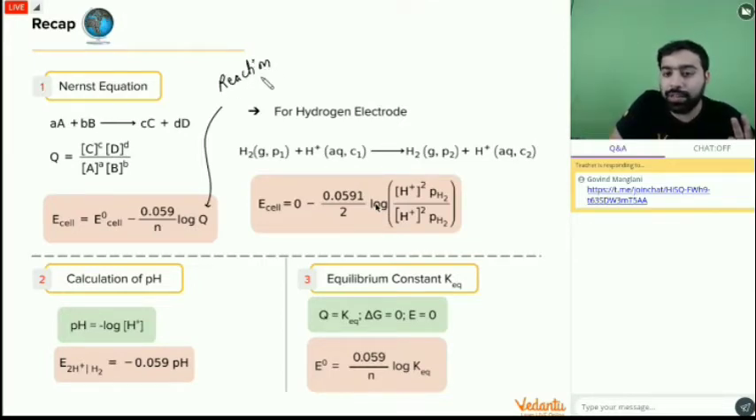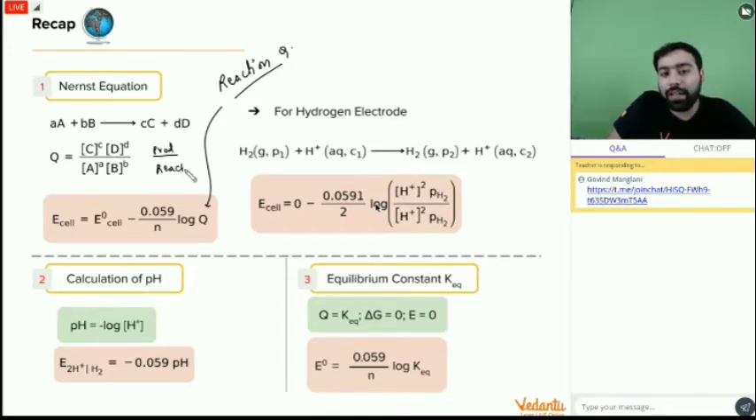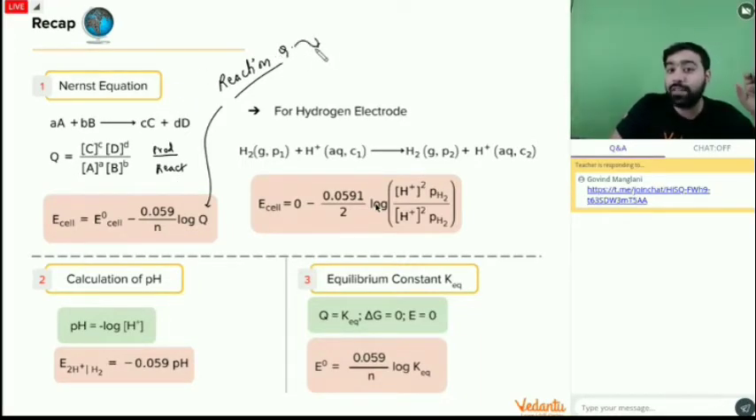And this we studied in chemical equilibrium, but still I told you how to find it. That is concentration of product upon reactant. These were activities, and Q didn't have any unit. Remember, Q doesn't have any unit, it is a unitless quantity.